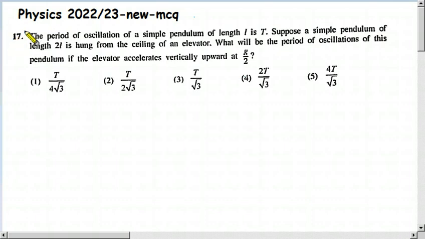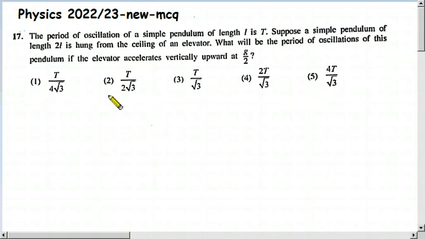Children, today I am going to discuss question number 17 from the MCQ part of the 2022-23 Physics new syllabus paper. The period of oscillation of a simple pendulum of length L is capital T. Suppose a simple pendulum of length 2 times L is hung from the ceiling of an elevator. What will be the period of oscillations of this pendulum if the elevator accelerates vertically upwards at g divided by 2? So there are 5 answers.